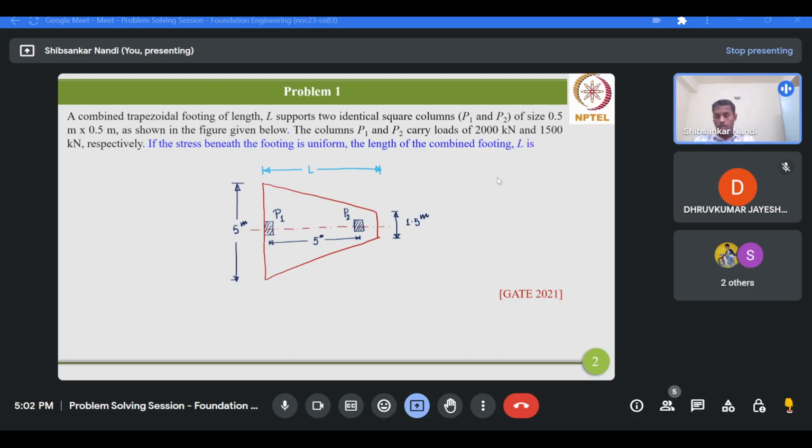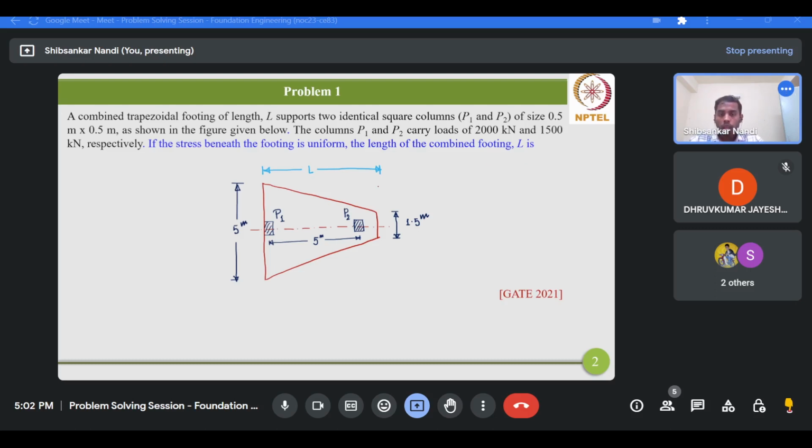So this is the homework problem which was given in the last session, and it's about the determination of the length of a combined trapezoidal footing. So a combined trapezoidal footing of length L supports two identical square columns. These columns are marked as P1 and P2 in this figure, of size 0.5 meter by 0.5 meter as shown in the figure given below. The columns P1 and P2 carry loads of 2000 kN and 1500 kN respectively. Now, if the stress beneath the footing is uniform, the length of the combined footing is?